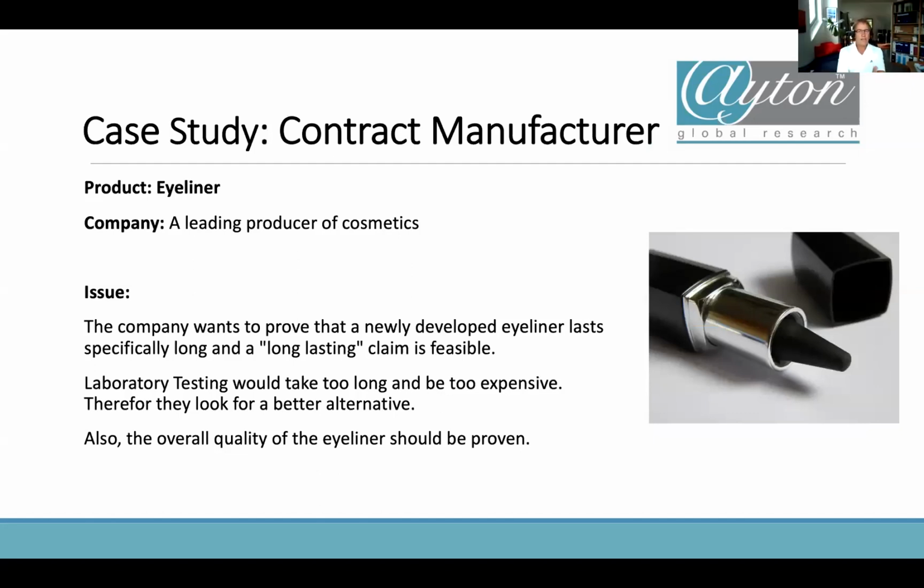Thanks, Carys. Yeah, actually, one of our clients came to us and said that they have a newly developed eyeliner, which has been developed to last specifically long, and they want to prove that this long-lasting claim is feasible. They had already gone to a lab and realized that this was probably taking a bit too long and maybe too expensive, and they were looking for a better alternative. They also wanted to see whether the overall quality of the eyeliner is good enough to bring it to the market. So we discussed this at length and came up, not surprisingly, with a good consumer test that we did with them. And it looked as follows.